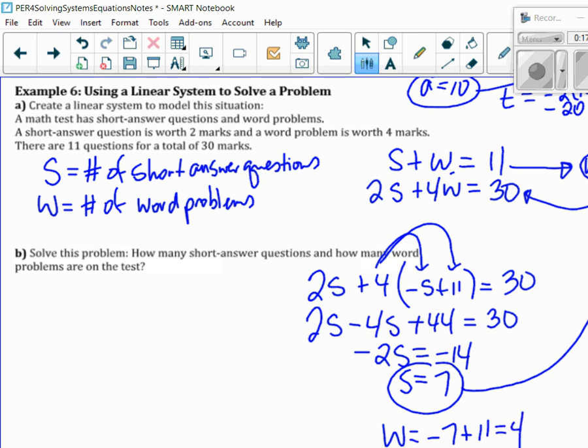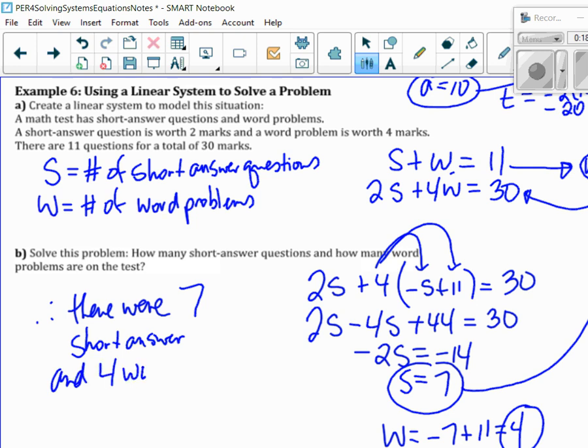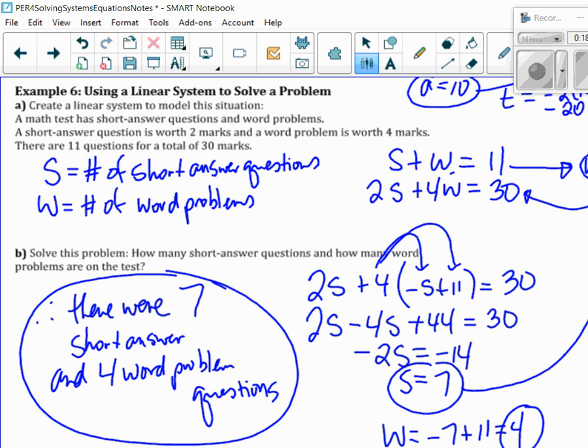So then I can verify it, and then I need to actually write it out. How many short answer questions and how many word problems were there? Therefore, there were 7 short answer and 4 word problem questions. Does everybody understand that if it's a word question, you need to write a word answer? Yes?